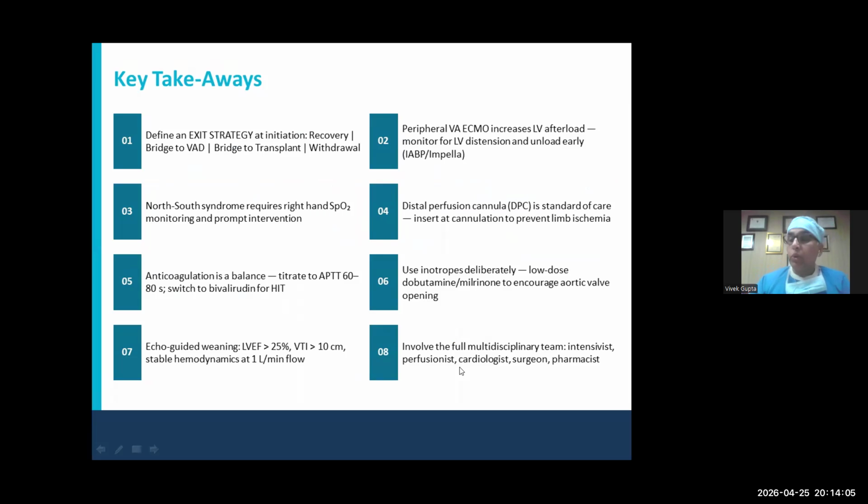So to conclude, whenever you are choosing a VA ECMO for a patient, first patient selection should be very good. You must look at the indication. Two things are important: reversibility or an exit strategy, and that you have the highest support to the patient, because ECMO itself has so many complications. So if you are choosing ECMO as a first therapy, it may not be a good option.